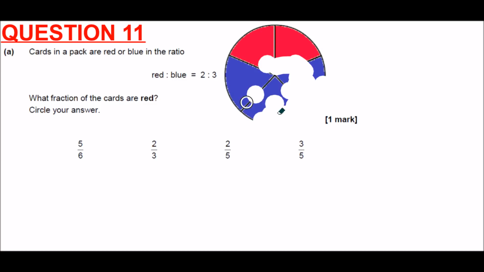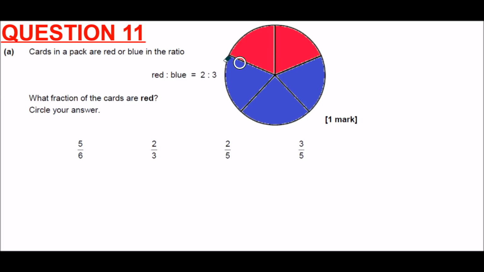Question 11. Cards in a pack are red or blue, and the ratio of red to blue is 2:3. And we're asked what fraction of the cards are red, and we have to circle the answer. So we do have multiple choice questions peppered throughout the paper, but what I've done here is just a fairly simple diagram just showing how you could maybe picture it.